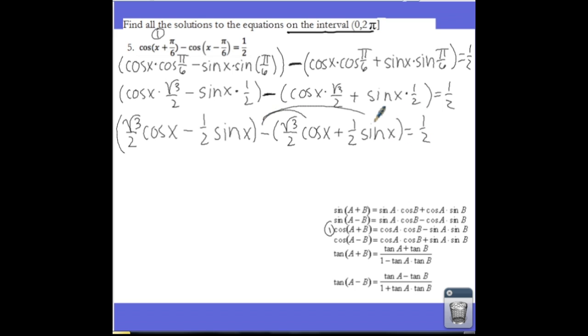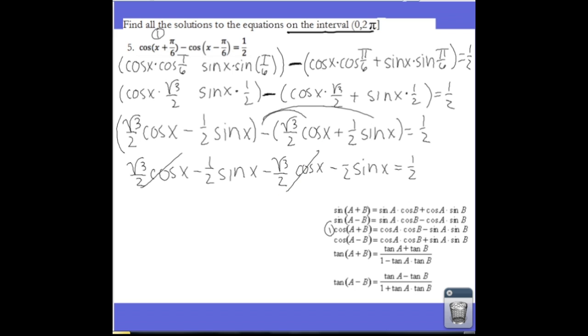So now let's distribute the negative to square root of 3 over 2 cosine of x and 1/2 sine of x. So now we're left with square root of 3 over 2 times cosine of x minus 1/2 sine of x minus square root of 3 over 2 cosine of x minus 1/2 sine of x equals 1/2. So then we're going to combine like terms, and so square root of 3 over 2 cosine of x will cancel. And then we have 2 times negative 1/2 sine of x equals 1/2.